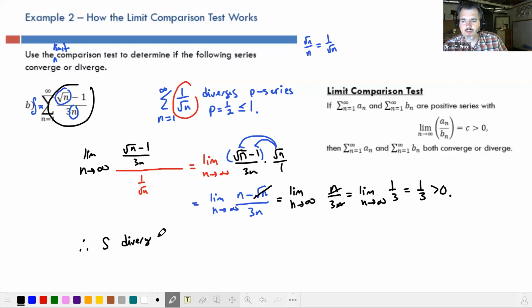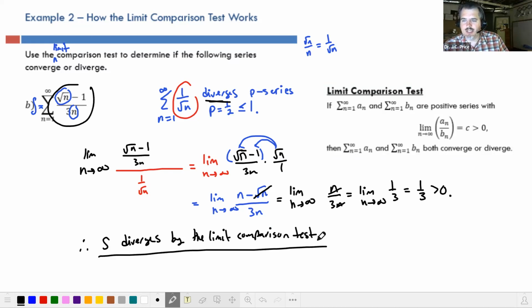S diverges, because up here, the series I'm comparing it to diverges by the limit comparison test. So I'm comparing the two series with a limit, basically. So that's why it's called the limit comparison test.